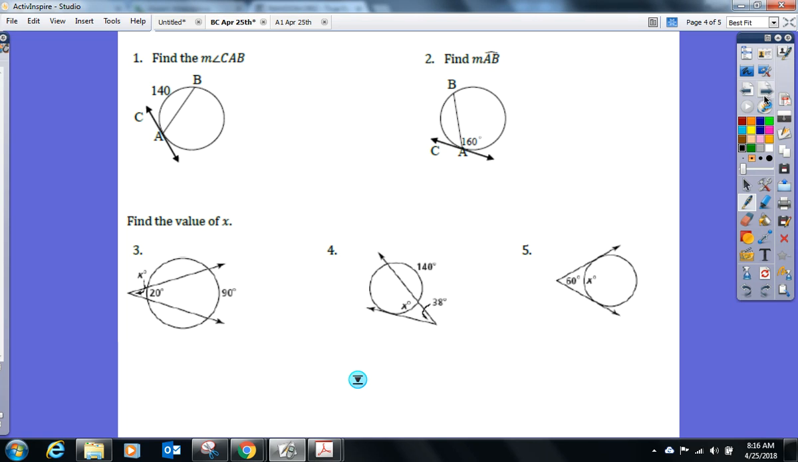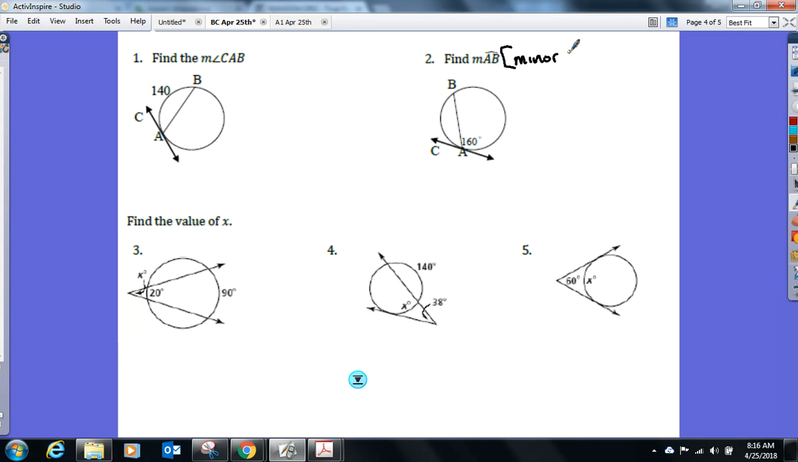I'm skipping over one because we just did that with the chord and the tangent. Okay, find arc AB. Here you go. I'm just going to specify directions here. Minor arc. I'm looking for minor arc AB because there's two arc ABs on here. So I'm looking for minor arc AB.